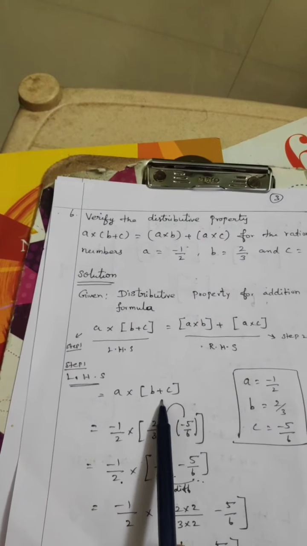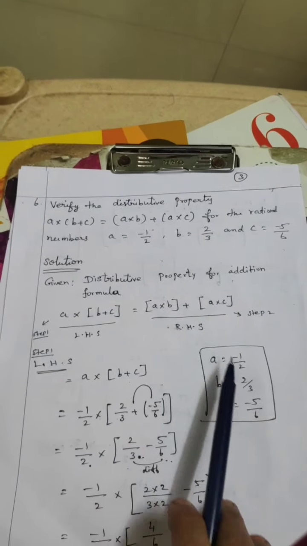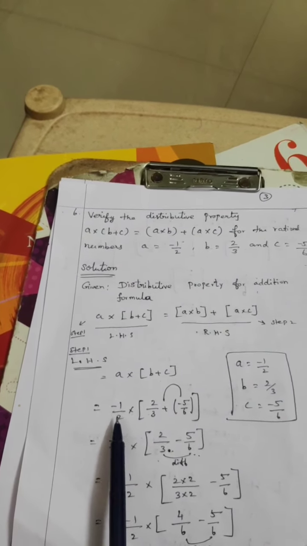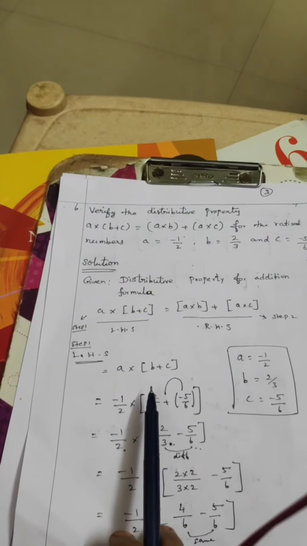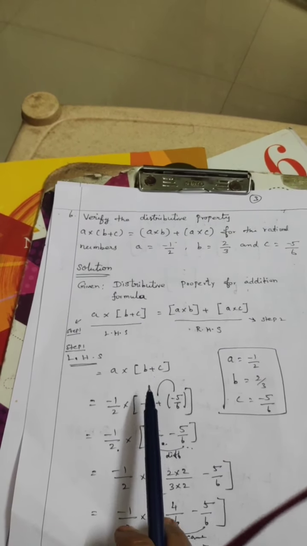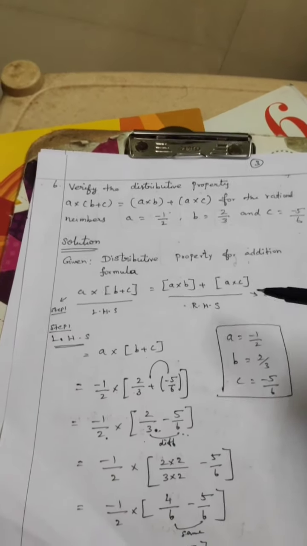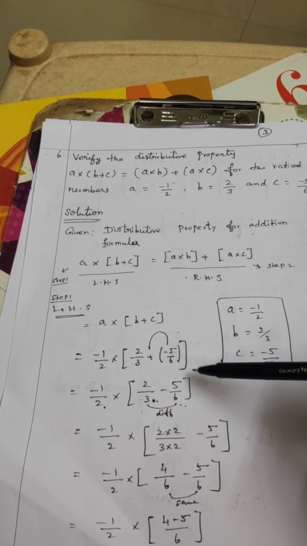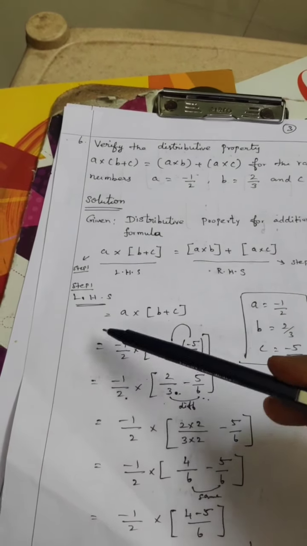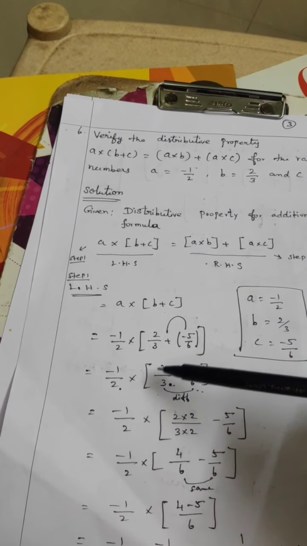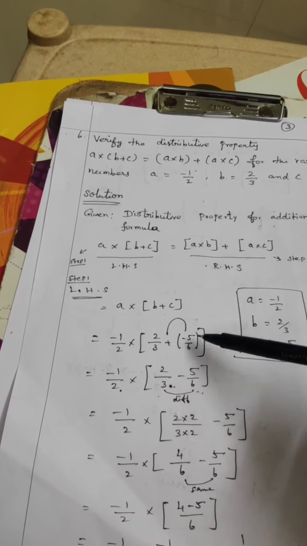LHS value: a × (b + c). What is the value of a? Minus 1/2. b is 2/3. c is minus 5/6. These three values we want to substitute here. a is straightly minus 1/2. Next symbol is into. Start the bracket. b is 2/3. Next symbol is a plus. Next c value is minus 5/6, so put it in a small bracket, and then the big bracket. Equal to minus 1/2 × (2/3 + (-5/6)).